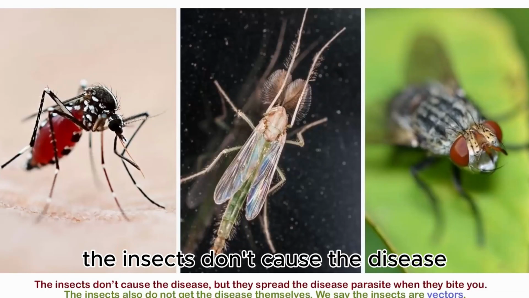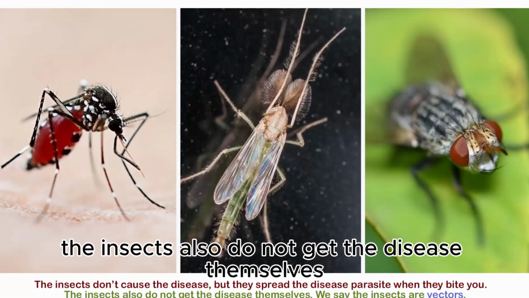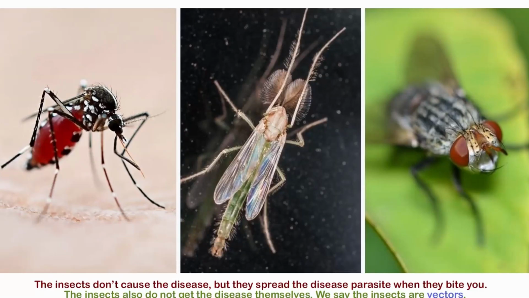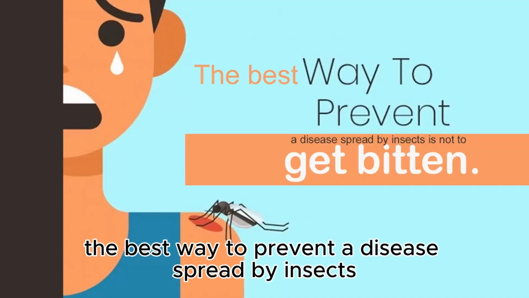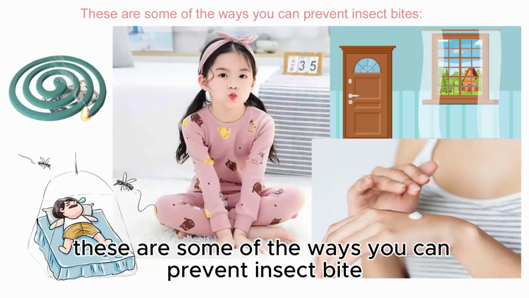The insects don't cause the disease, but they spread the disease parasite when they bite you. The insects also do not get the disease themselves. We say the insects are vectors. The best way to prevent a disease spread by insects is not to get bitten. These are some of the ways you can prevent insect bites.